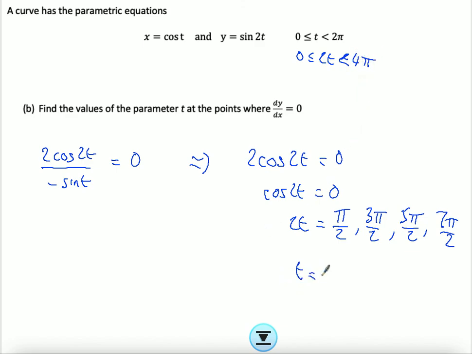So final step, divide everything by 2. So pi over 4, 3 pi over 4, 5 pi over 4, and 7 pi over 4, all the values of t at which we have a turning point, i.e. dy by dx is equal to 0.